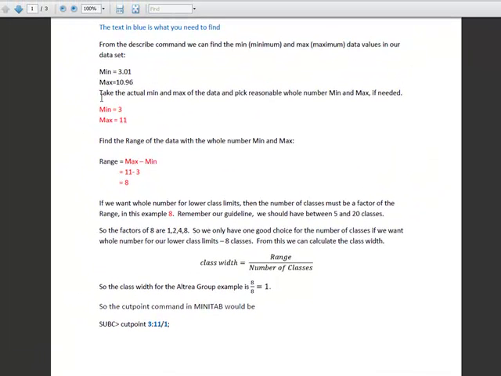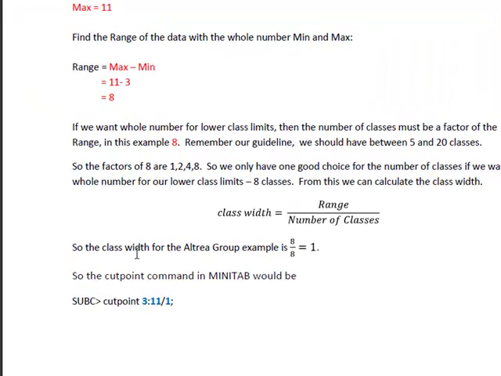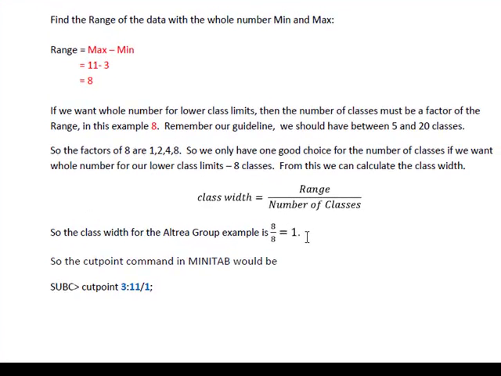So we have the range and the number of classes, and that will give us our class width. The class width for the Altria group example would be the range of 8 divided by 8 classes. So we're going to have a class width of 1. So the cut point command is going to be 3, the minimum value that we made, 11, a reasonable upper maximum value, and the width we just found out to be 1. And that's why we have that in there.